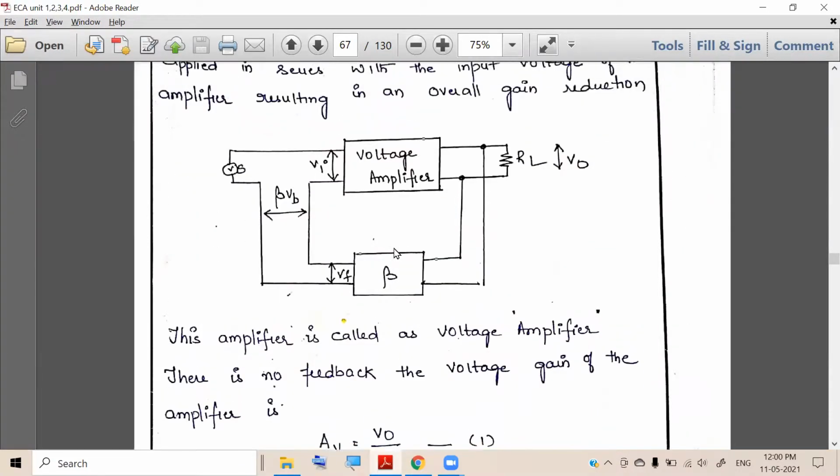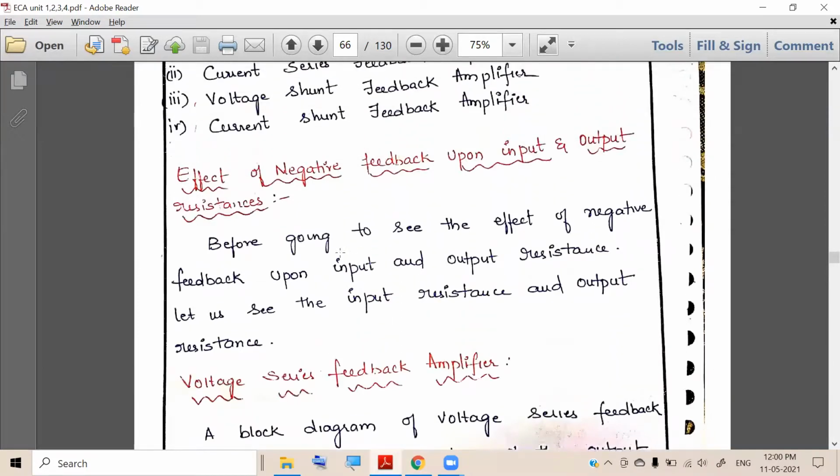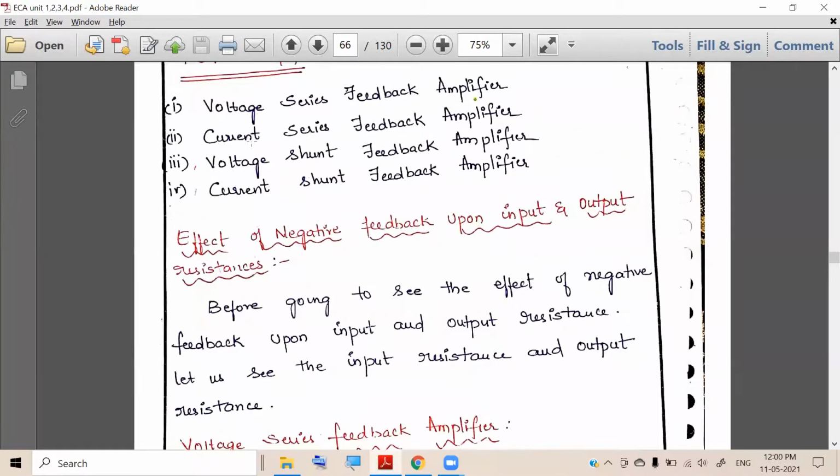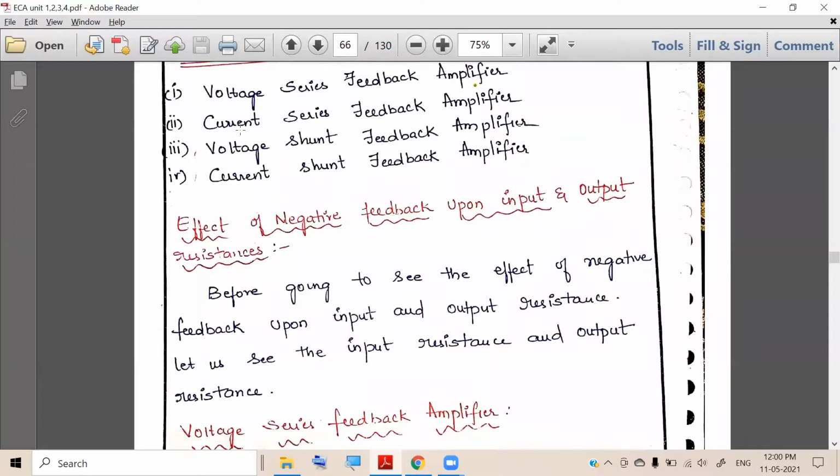Then current series feedback: output we will take as series connection, input also we will give as series connection. Next, voltage shunt feedback: output we will take as parallel connection, input also parallel connection.